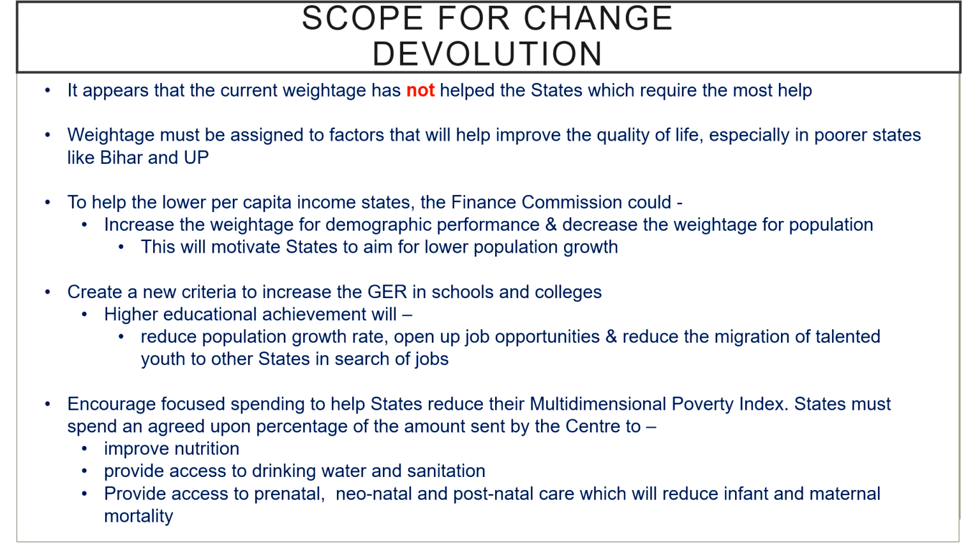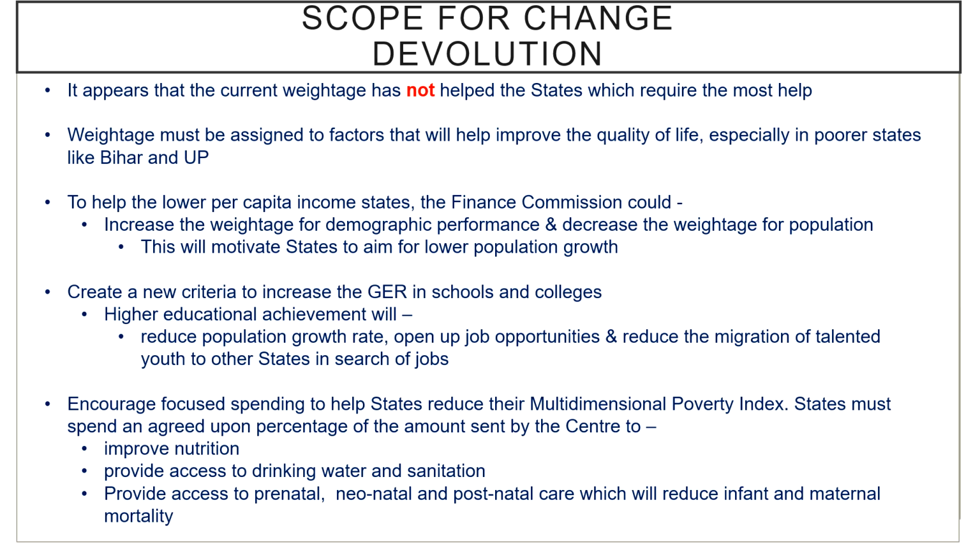Create a new criterion to increase the GER in schools and colleges. Higher educational achievement will reduce population growth rate, open up job opportunities, and reduce the migration of talented youth to other states in search of jobs.